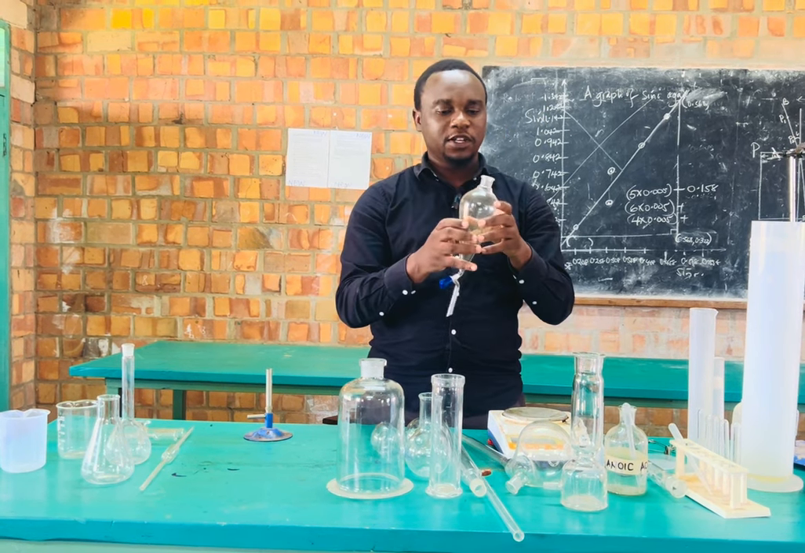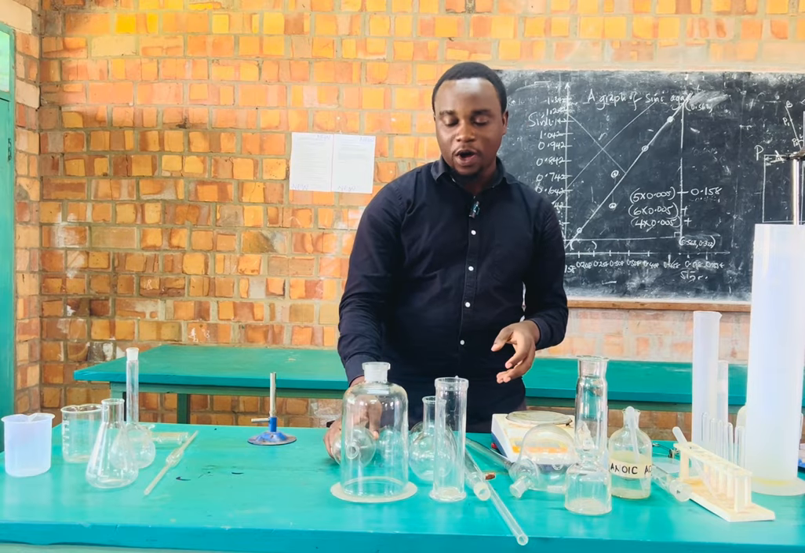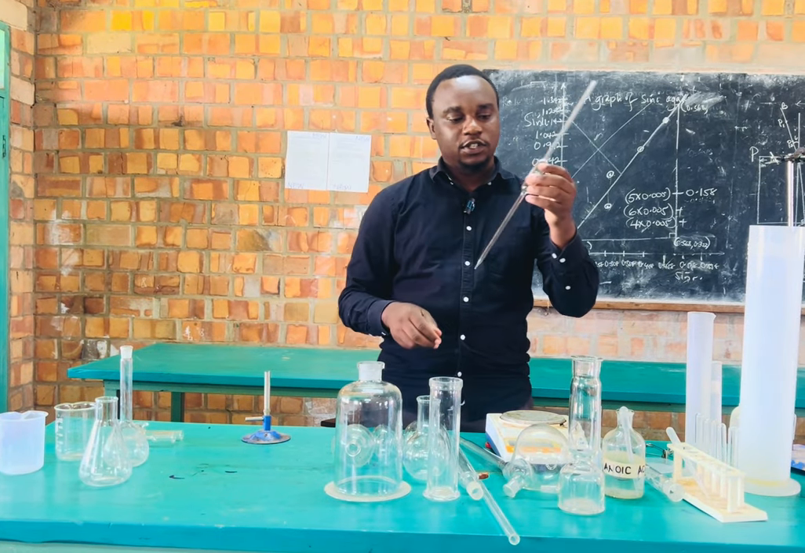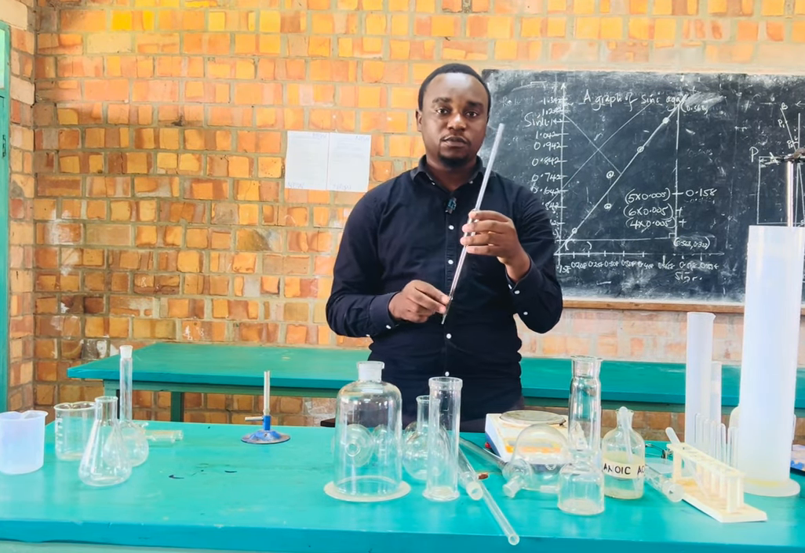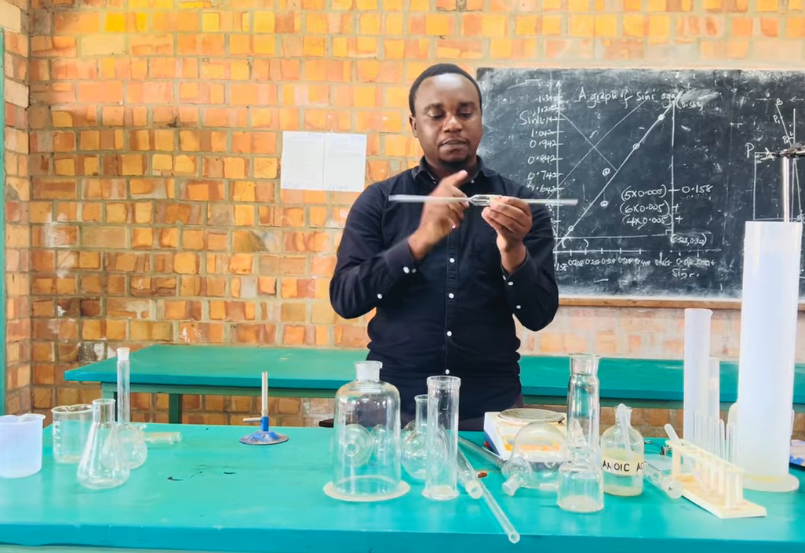In future developments, we shall be showing you how this separating funnel works, so keep tuned in. Then we have a pipette, which is used for pipetting accurate volumes during titrations of small aliquots, depending on the capacity of the pipette.